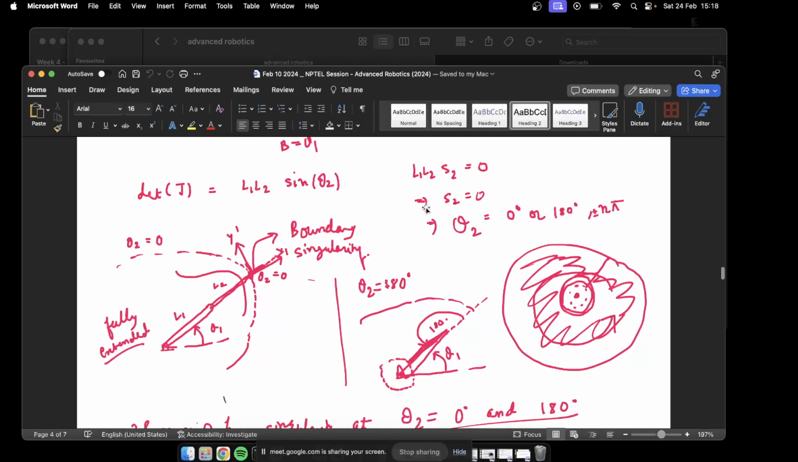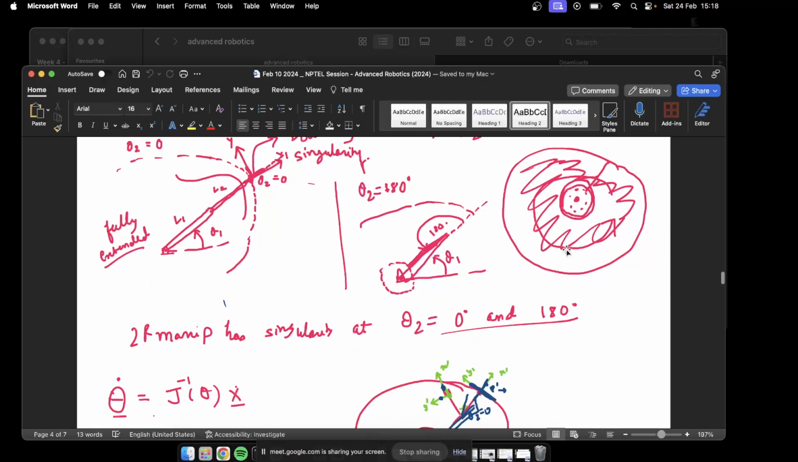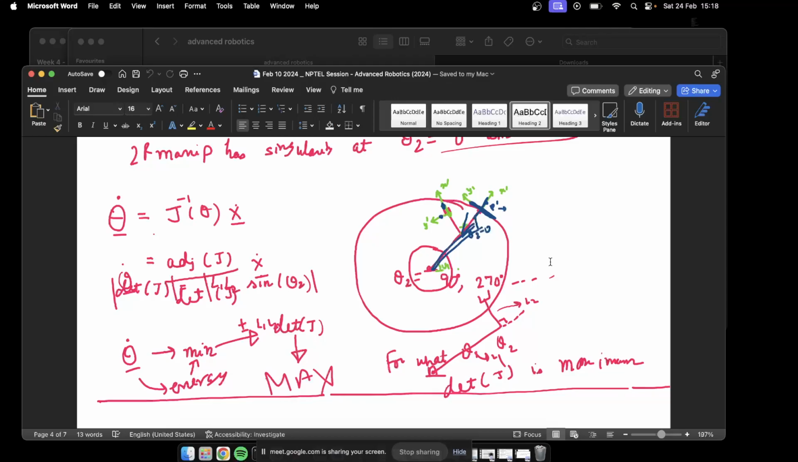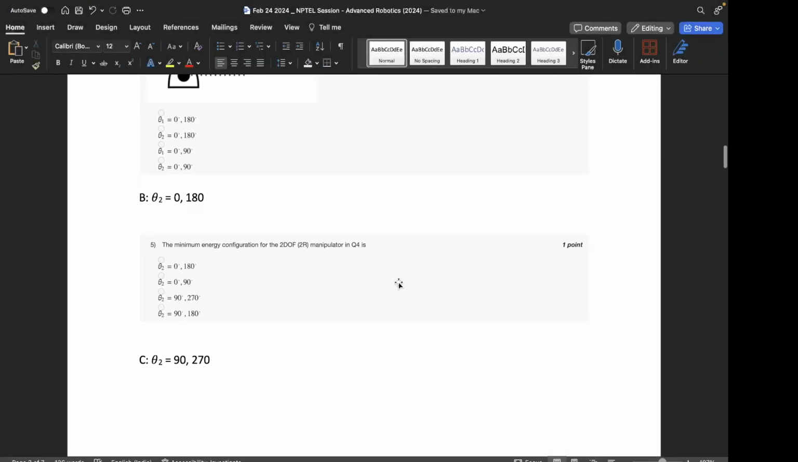L1, L2 sine theta 2. We found out theta 2 is 0 or 180. And we saw that this is the annulus or the ring, which is the workspace of the 2R manipulator. And at the inner boundary and the outer boundary, we have the singular position of the manipulator, right? And the related question to this was the minimum energy configuration for a 2R manipulator, right?